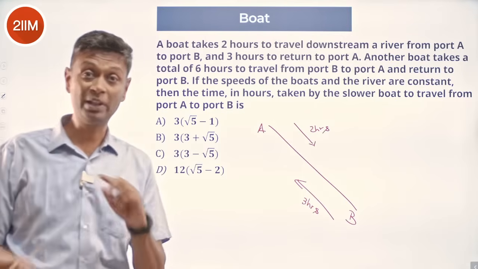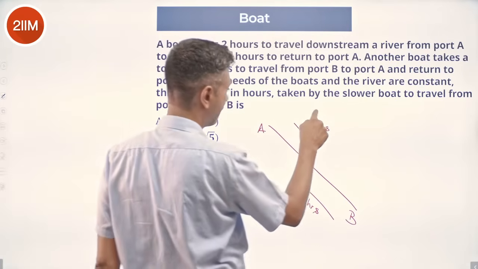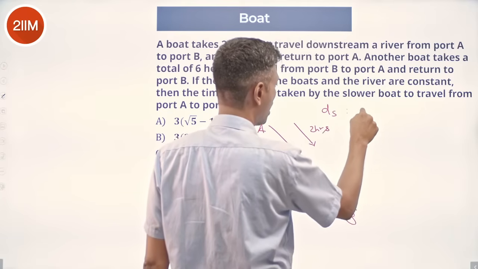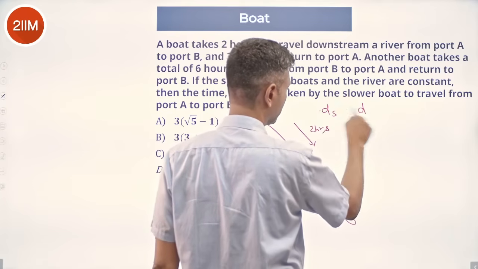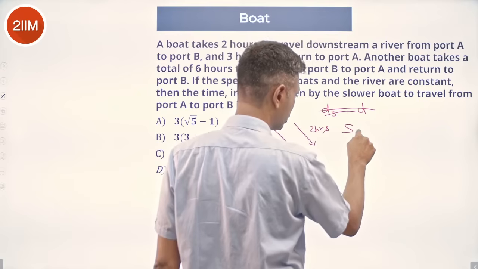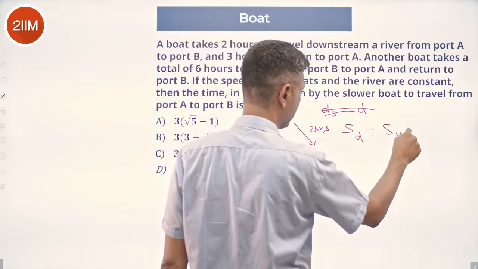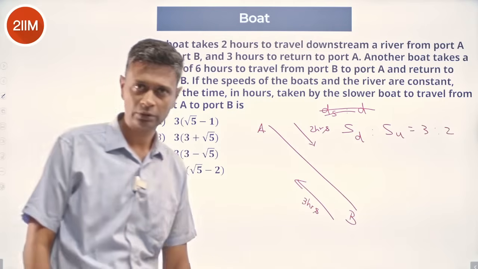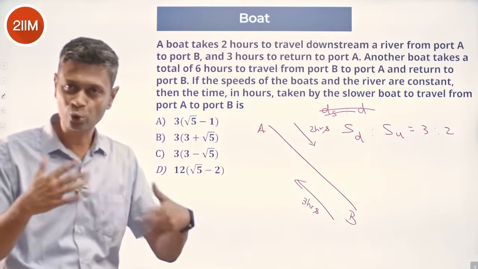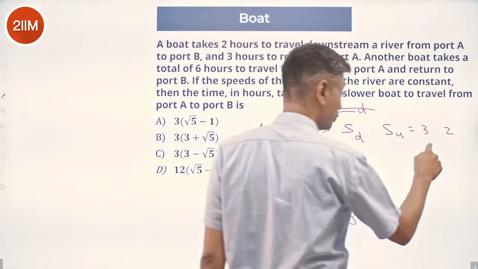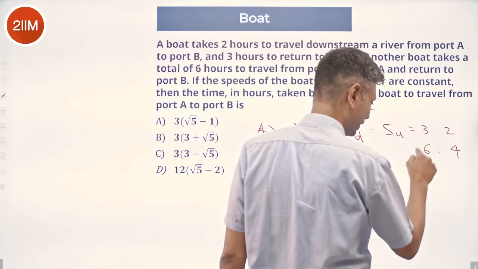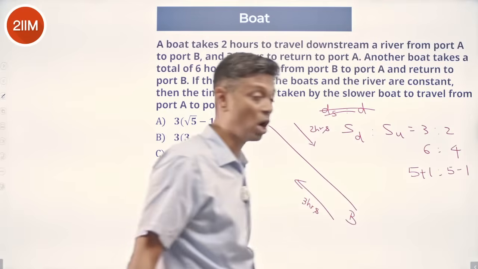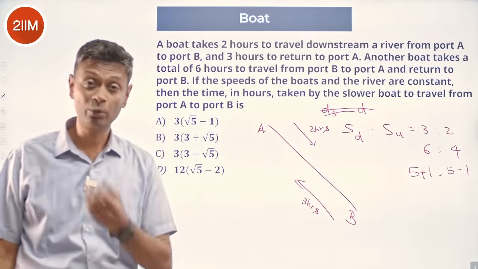Speed ratio should be the other way around. So downstream speed to upstream speed. Speed downstream is to speed upstream, it's 3:2. I can imagine 3:2 as 6:4. Then I can think of this as 5 plus 1 is to 5 minus 1. Where am I heading with all of this?